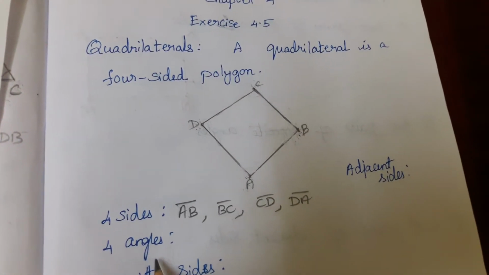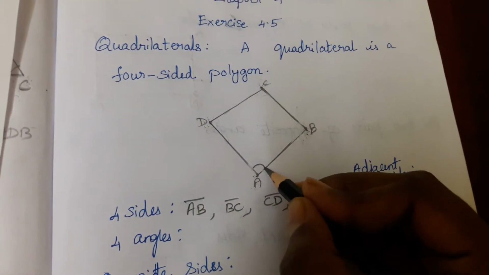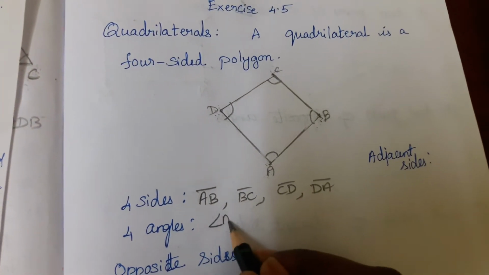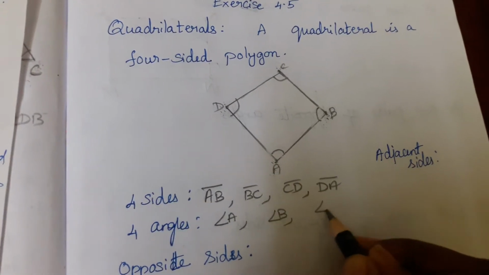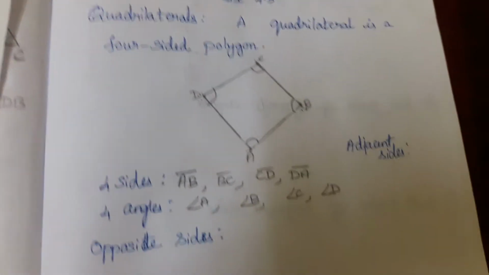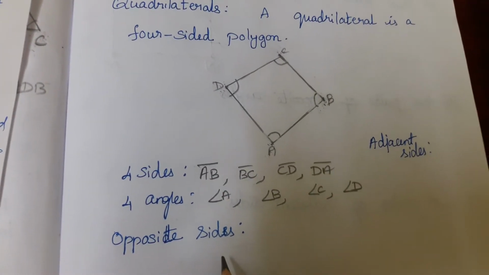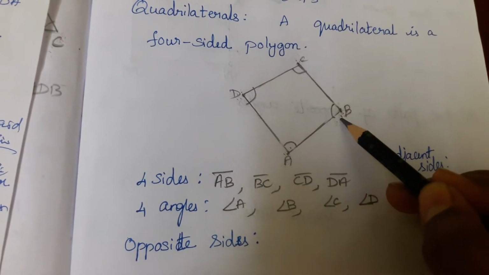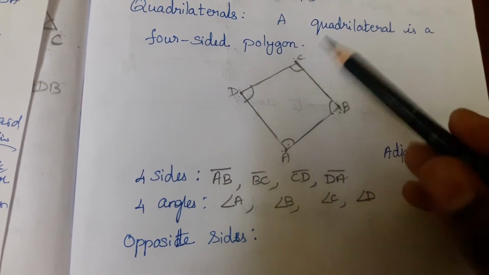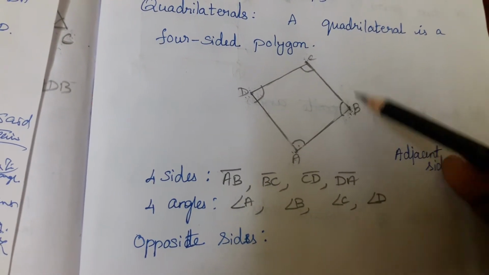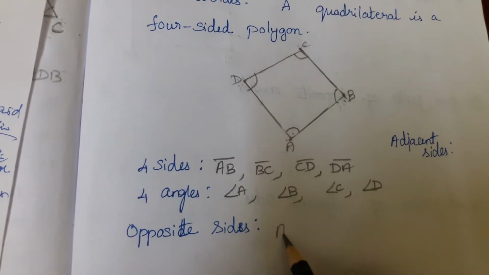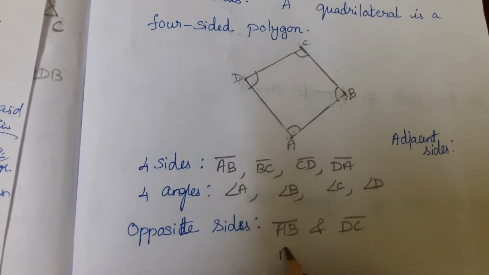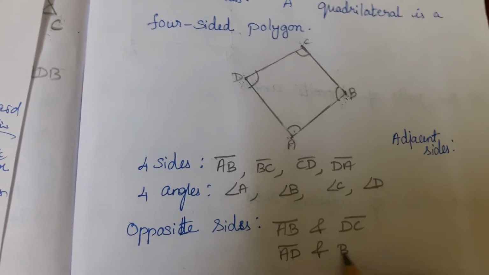Next, four angles. The four angles are angle A, angle B, angle C and angle D. Now, let's see what the opposite sides are. AB is opposite to DC. Similarly, AD is opposite to BC. So, the opposite sides are AB and DC, AD and BC.